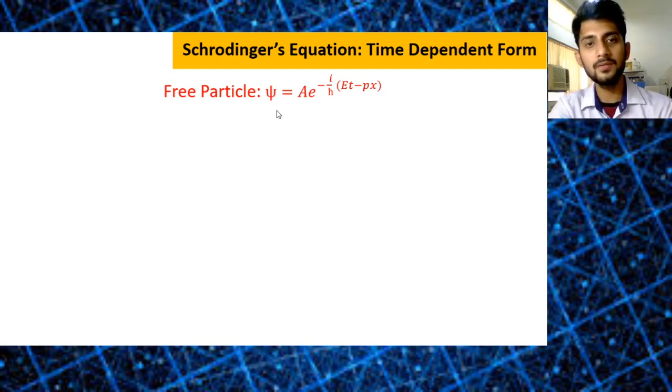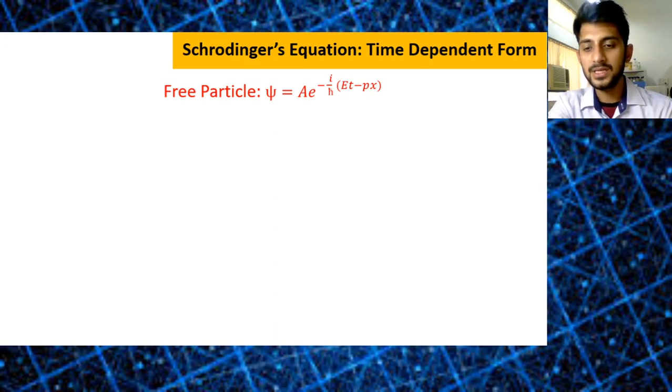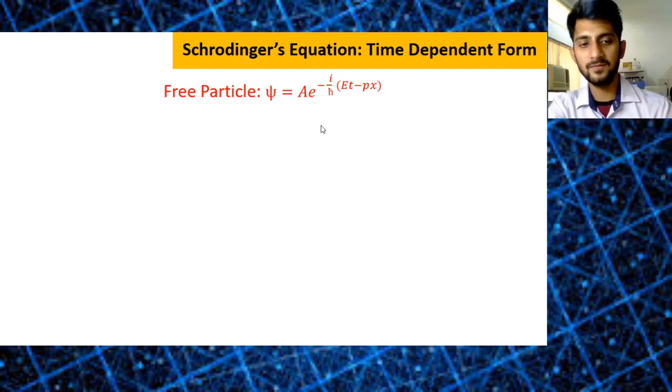If you have a free particle which is not bounded by any other forces, it is totally free, having energy E and possessing momentum p, then the wave representing that particular particle is given by A e to the power minus i by h cross (Et minus px). So if somebody asks what is the wave equation for a free particle, you will have to answer this. Given energy and momentum, you can write its wave function.